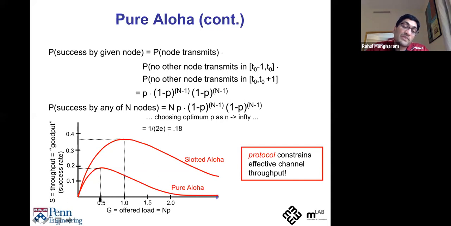So with Aloha, it's not just good news that you can get 18%, it's terrible news that you can get only 18%. That means you've invested for 100% throughput, but theoretically you can only get 18% of that.